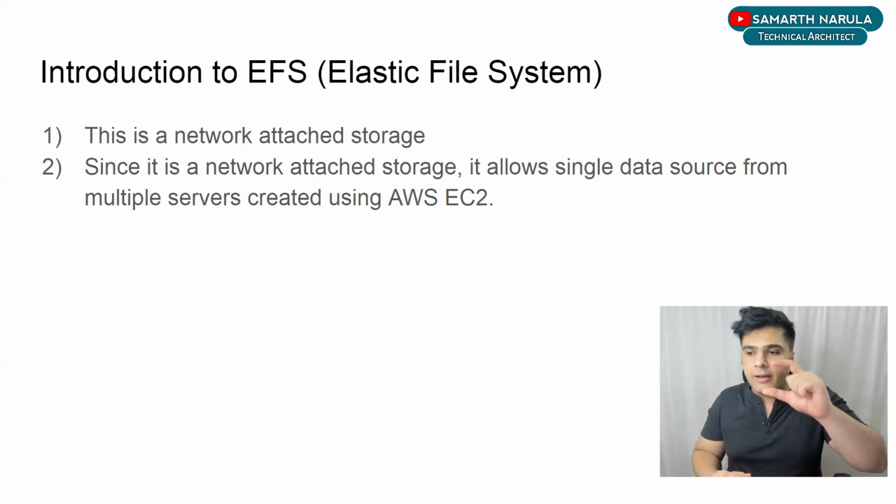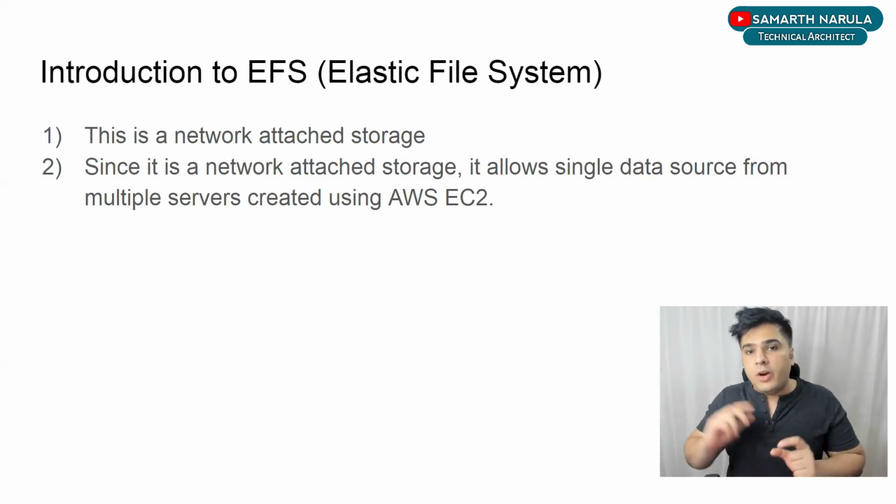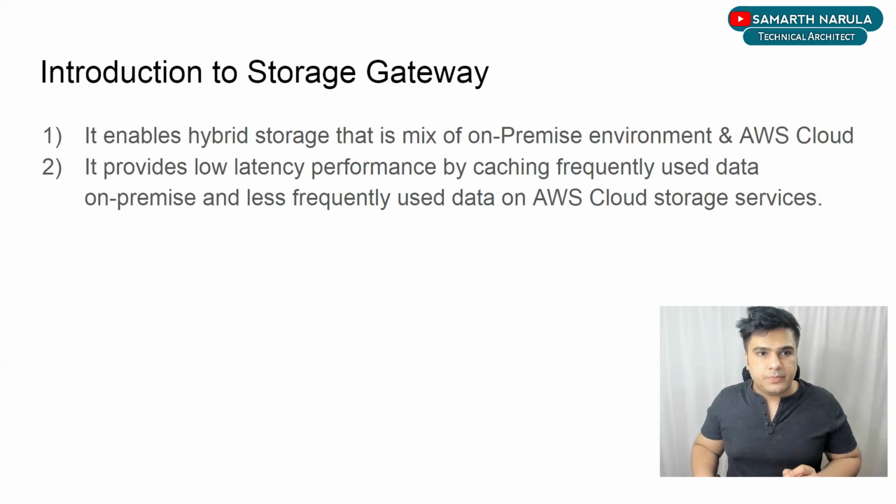As I mentioned, you can have 3 compute machines on the AWS cloud, and you can have a common storage by using EFS. So you can store the files in EFS, and all the compute machines can access this common storage. So it is a single data source from multiple servers created using Amazon EC2. So basically you can create an EFS, and you can store files from different compute in that EFS, or read files from different compute servers in that EFS.